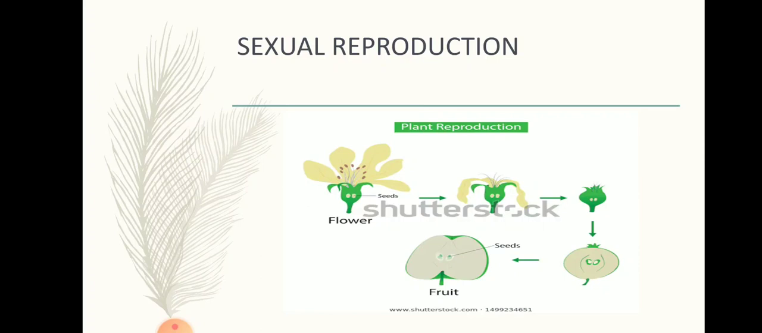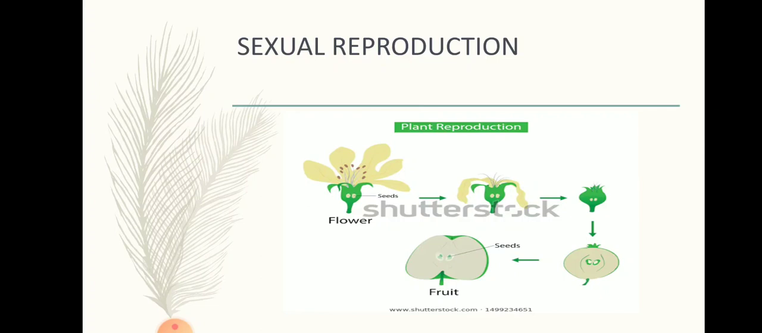Now we'll move on to the next kind of reproduction, that is sexual reproduction. In sexual reproduction, as I've already told you, two parents are involved, a male and a female, which give rise to a new plant. Now the flower is the reproductive organ of the flowering plant. We have seen that in sexual reproduction, the plants give rise to fruits, flowers and seeds.